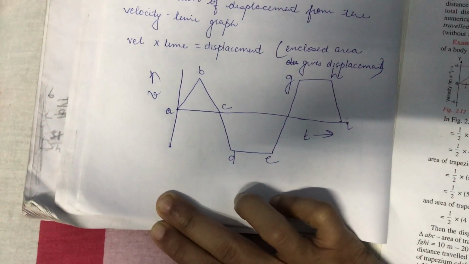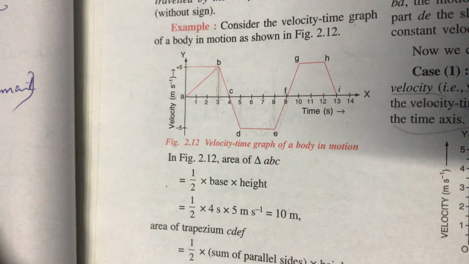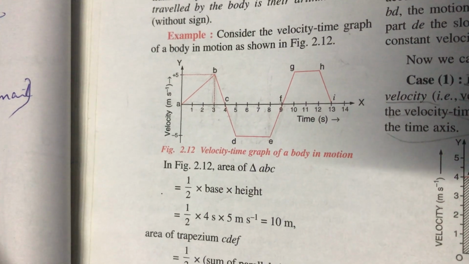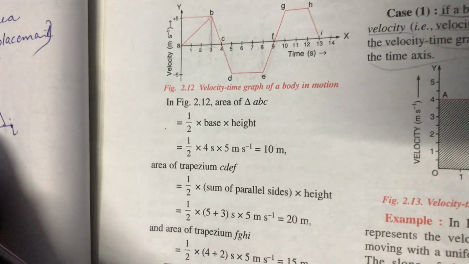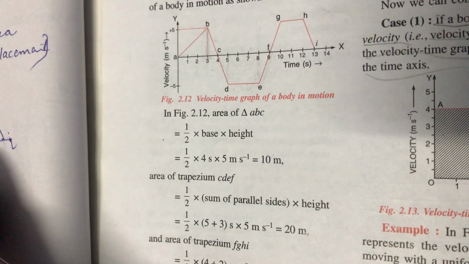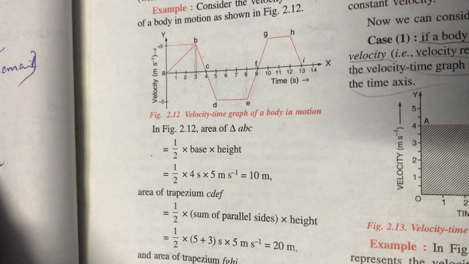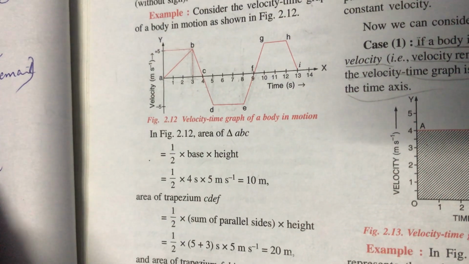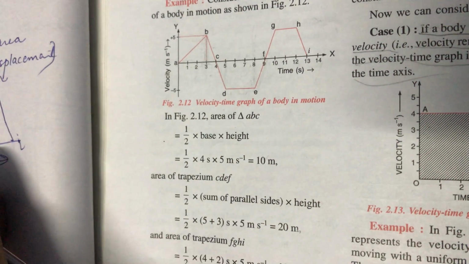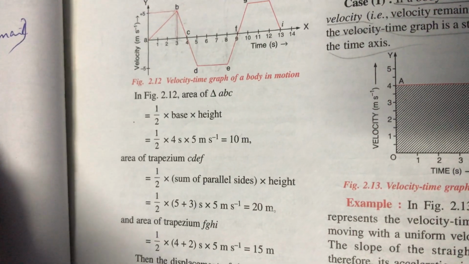Now for the first triangle, see in your book. If I am talking about ABC, you know how to find the area of a triangle, that is half into base into height. You also know how to find the area of a trapezium, half into sum of parallel sides into height. You just have to use its coordinates. In the first triangle the height is 5 meter per second and the base is 4 seconds. Just multiply it, you will get the answer. In the similar way we will find the area of both trapeziums also.